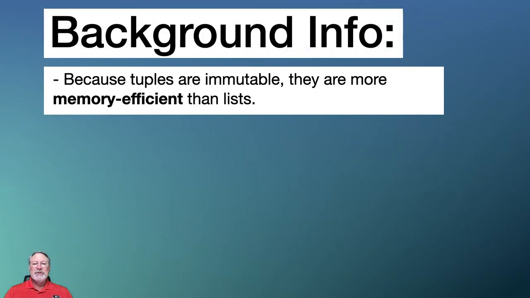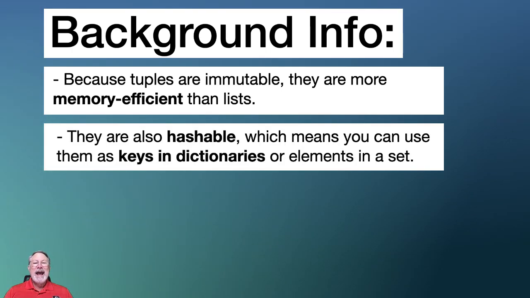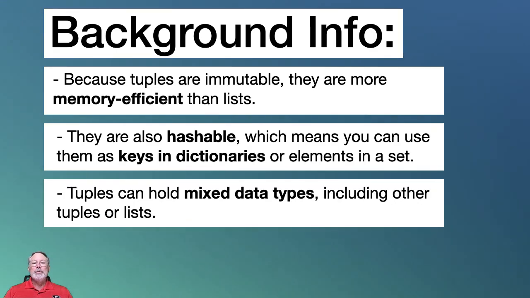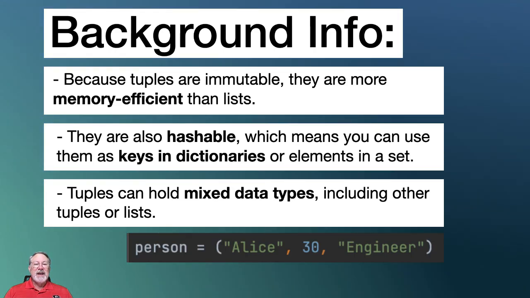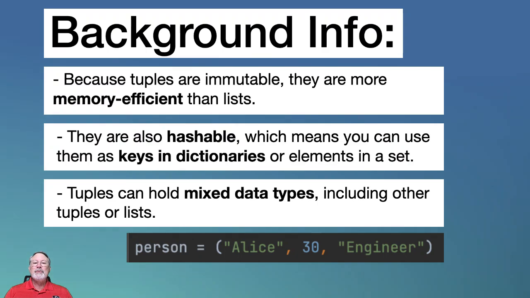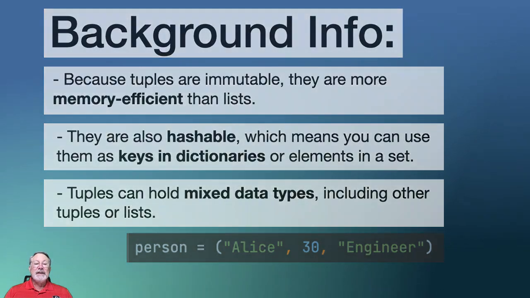Here's some background info that helps. Because tuples are immutable, they are more memory efficient than lists. They are also hashable, which means you can use them as keys in dictionaries or elements in a set, unlike lists. Tuples can hold mixed data types, including other tuples or lists. Here's an example of the tuple person that is holding both strings and an integer.